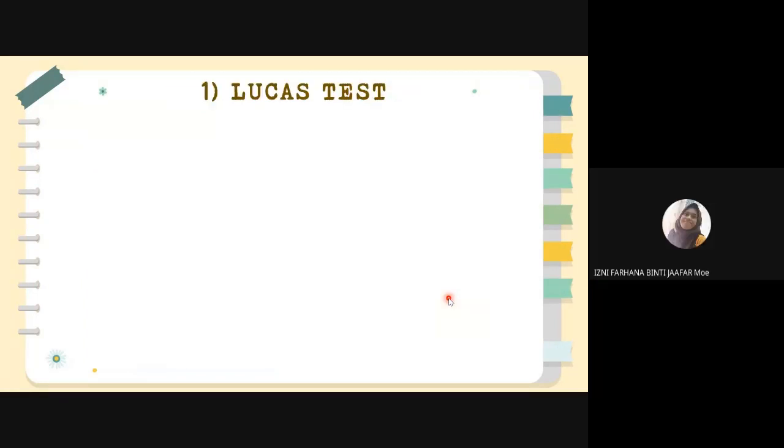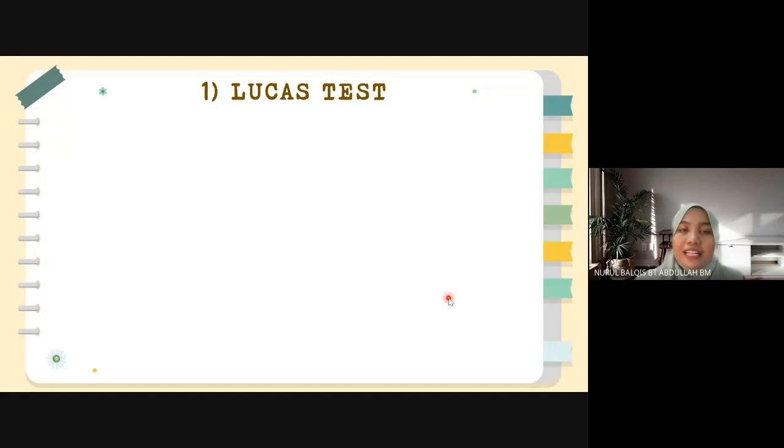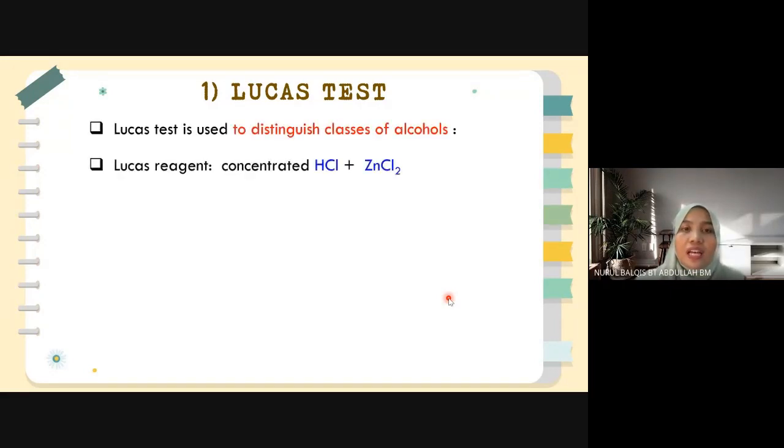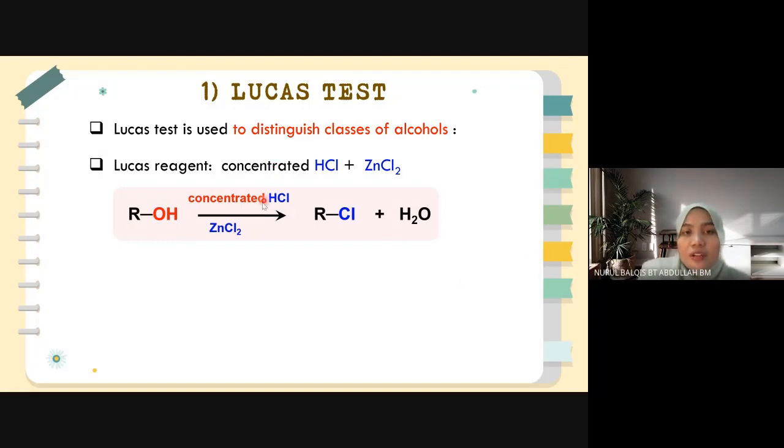Okay, Miss. So we look at the Lucas test because we want to distinguish between primary, secondary and tertiary. The reagent for the Lucas test is concentrated HCl plus ZnCl2. This is how you write your reactions: concentrated HCl over ZnCl2. You want to substitute ROH to become RCl. R belongs to primary, secondary or tertiary, depending on your species.